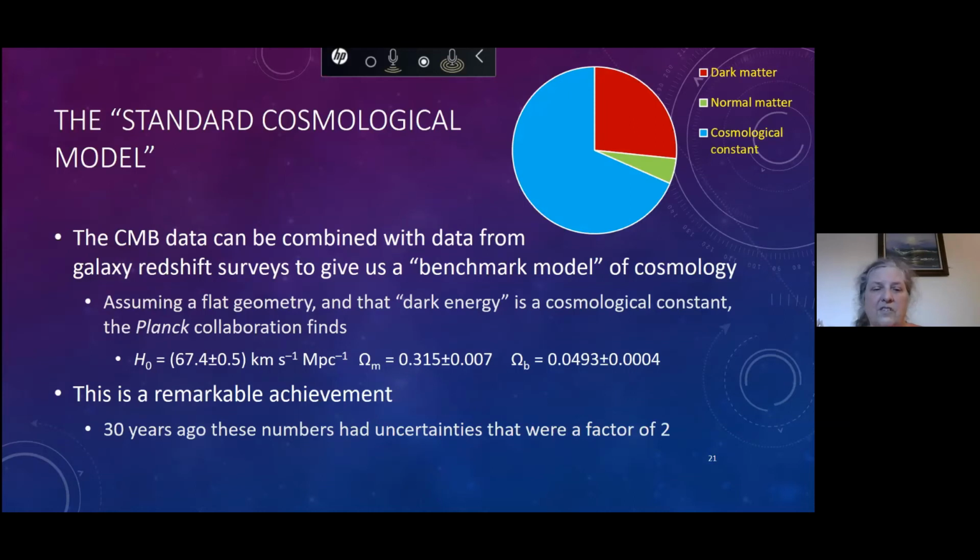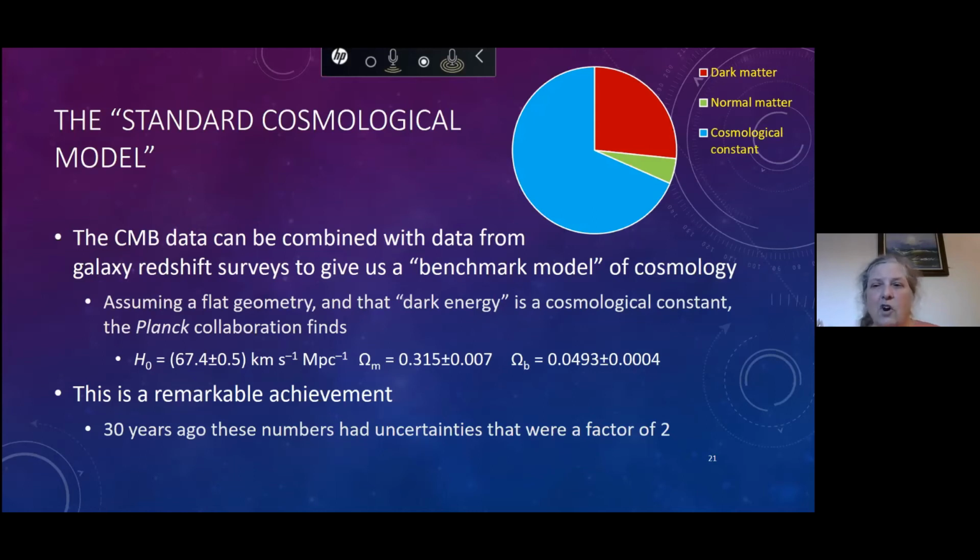And this is somewhat dependent on assumptions you make, but if you assume a flat geometry, which is expected from inflation and is consistent with the data, and if we assume that the so-called dark energy really is a cosmological constant and has the properties of a cosmological constant, then you can extract from that things like the Hubble constant. You get 67.4 kilometers per second per megaparsec.